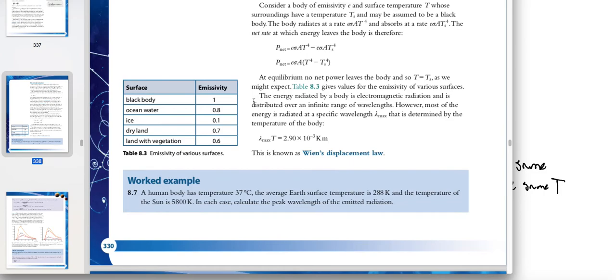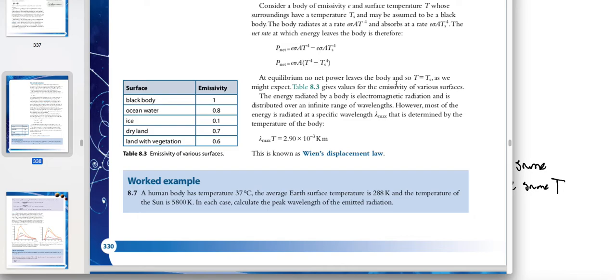Here in SOCOS, on page number 330, you have emissivities of some objects. Okay, a black body has emissivity equal to 1, ocean water has emissivity 0.8, ice has very small emissivity, 0.1. Why? Because ice reflects radiation, not absorbs. Dry land has emissivity of 0.7, land with vegetation has emissivity 0.6. Yes, so you see that it depends on the surface. Okay?